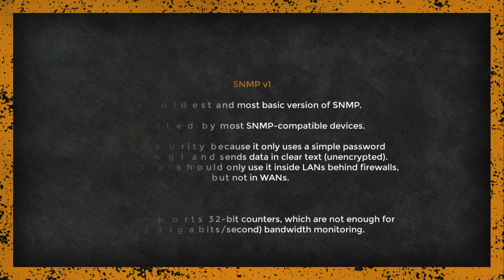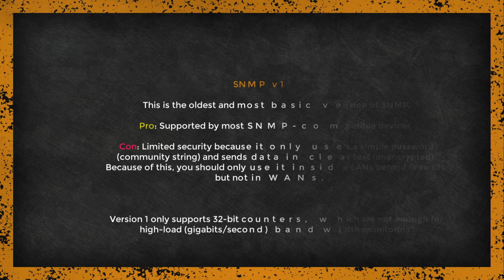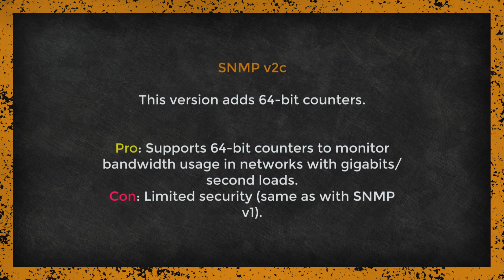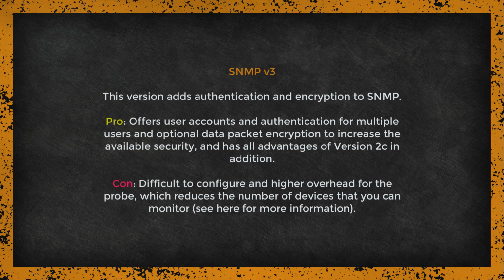SNMP version 1 is the oldest and most basic version of SNMP. Please note, version 1 only supports 32-bit counters, which are not enough for high-load, gigabits per second bandwidth monitoring. SNMP v2c adds 64-bit counters. SNMP v3 adds authentication and encryption to SNMP. It is the newest version of SNMP. Its management framework features primarily involve enhanced security.